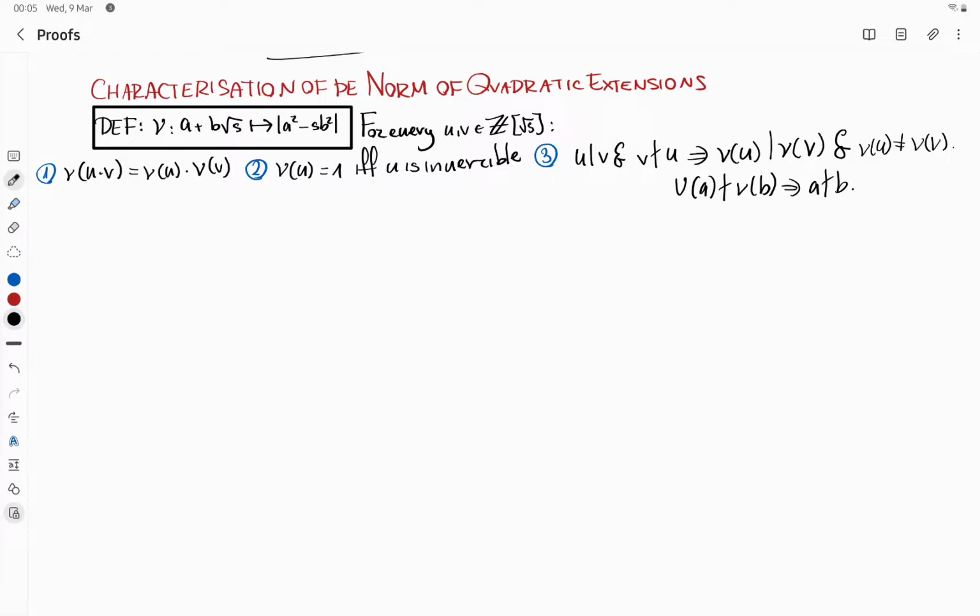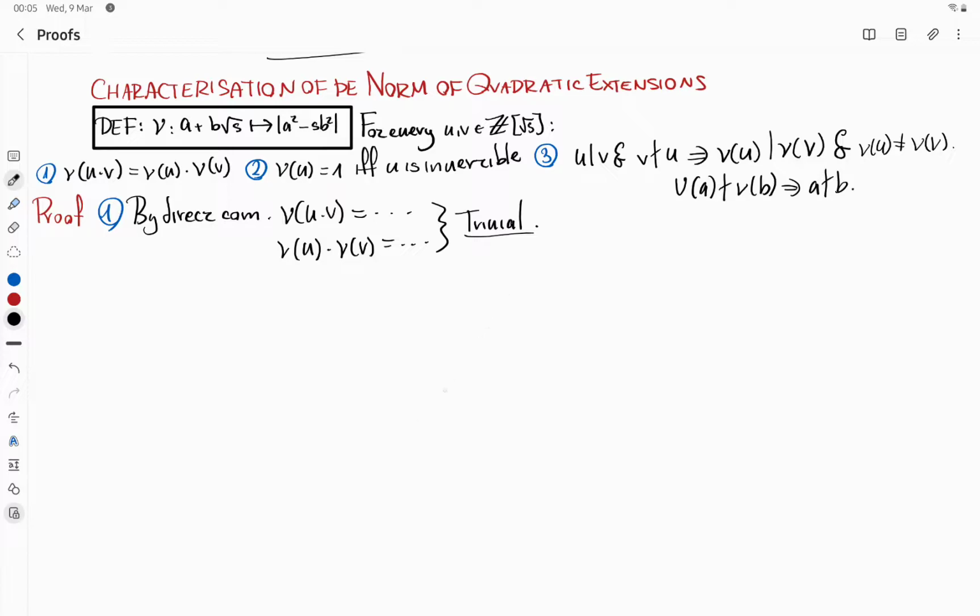Now the proof. One. By direct computation. So nu of u times v is equal to dot dot dot, nu of u times nu of v is equal to dot dot dot. We would find out it is the same thing. It would require some nasty computations, which are completely mindless, by the way, so we're not going to do it. So, trivial. All right, now onto the second claim.